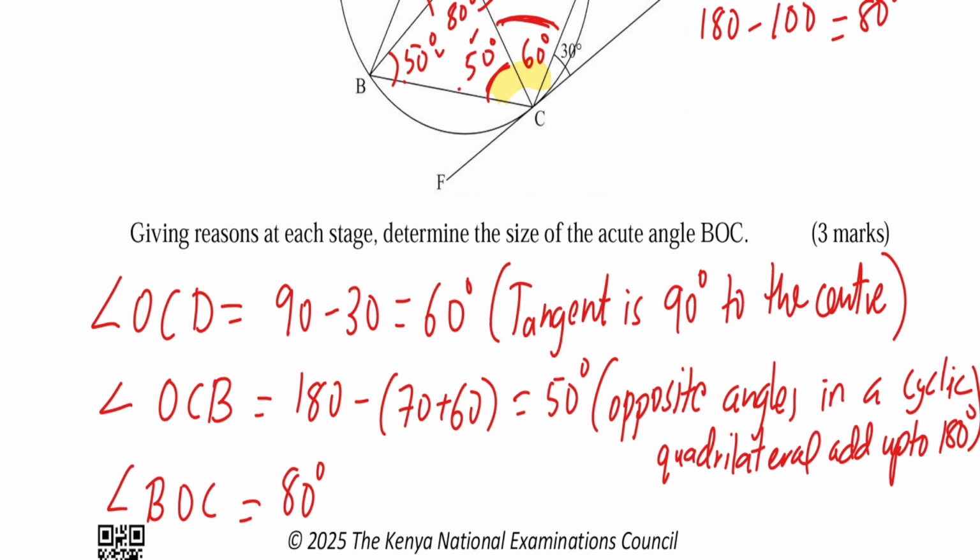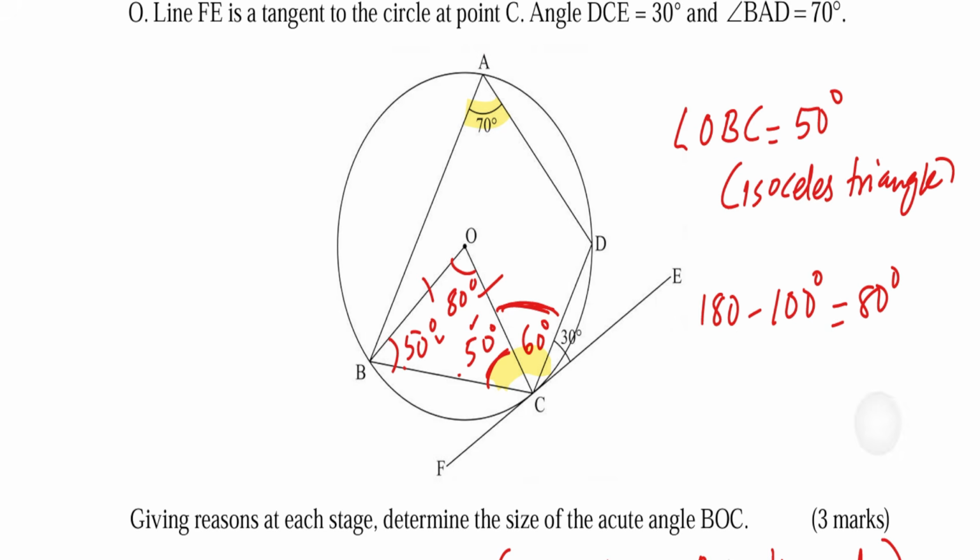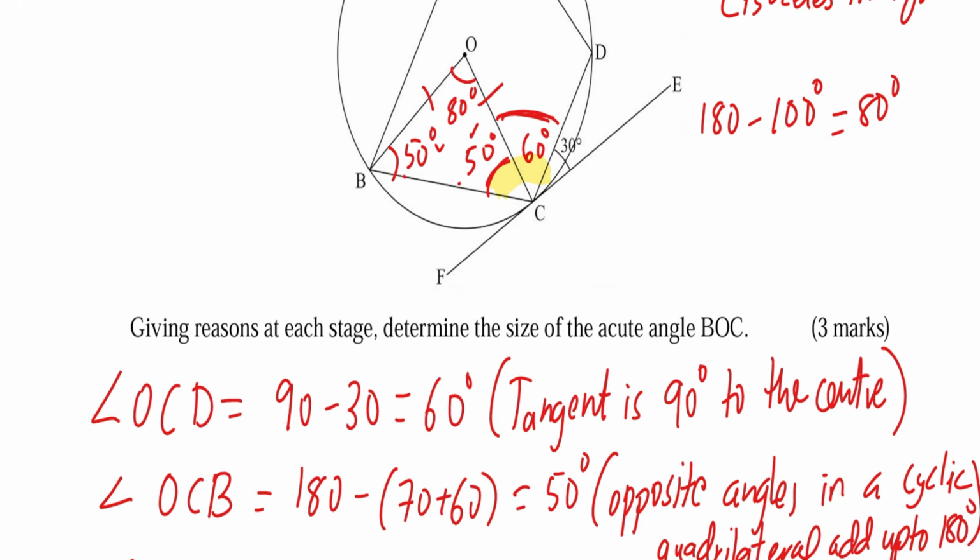And how did you get 80 degrees? We took 180 minus 50 plus 50, which is 100, and we got 80 degrees. Now, how do you get 80 degrees? Angles in a triangle add up to 180 degrees. So that is your answer. So 80 degrees is your answer.